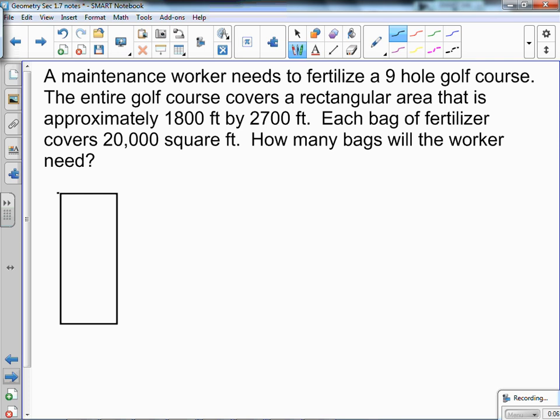So a maintenance worker needs to fertilize a 9-hole golf course. The entire golf course covers a rectangular area that is approximately 1,800 feet by 2,700 feet.